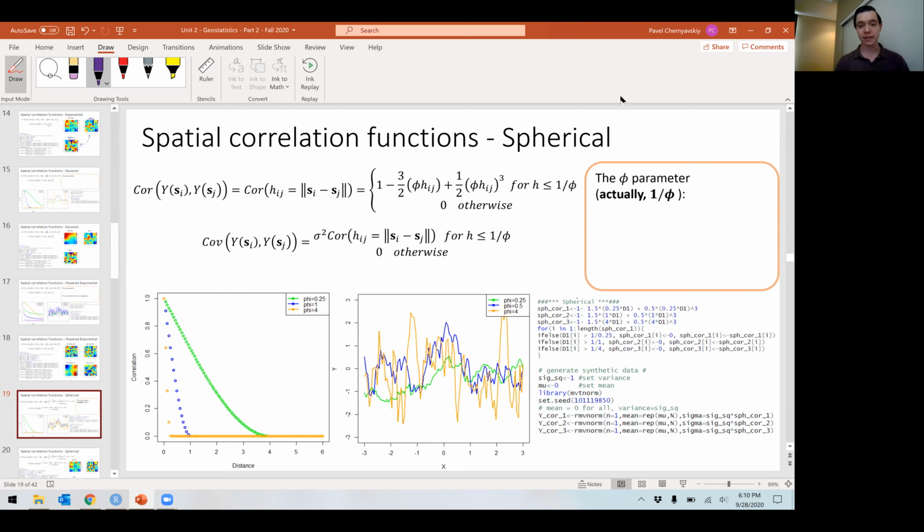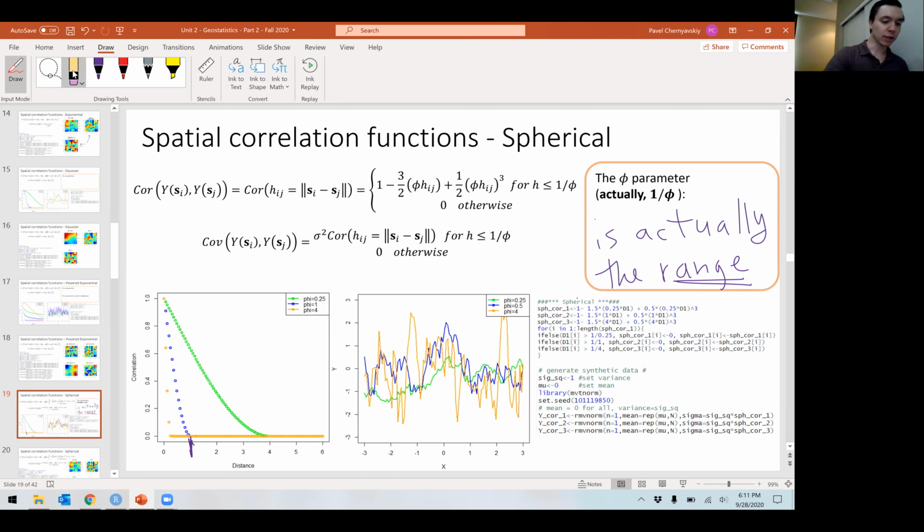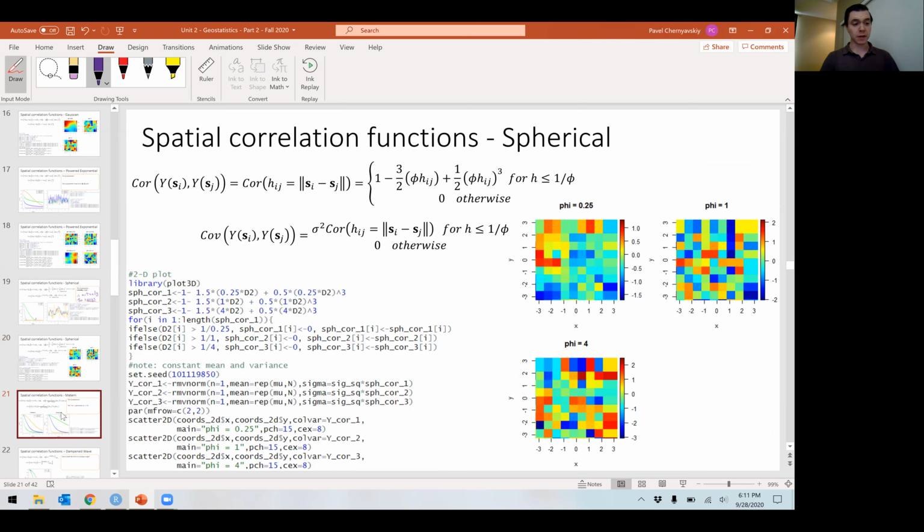So that's okay. We like the spherical because, the way it's written here, 1 over phi is actually the range. You see in the blue line, phi is 1, the range is 1. That's the distance where correlation goes to exactly 0. We see here the green line, phi is 0.25, the range is 4. So that might be why we like the spherical correlation function.